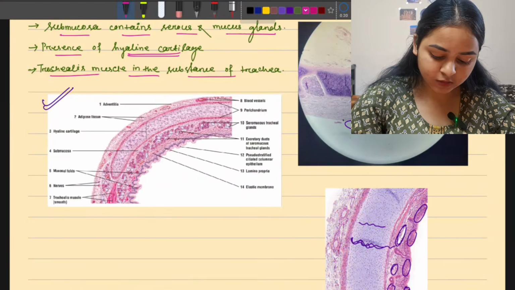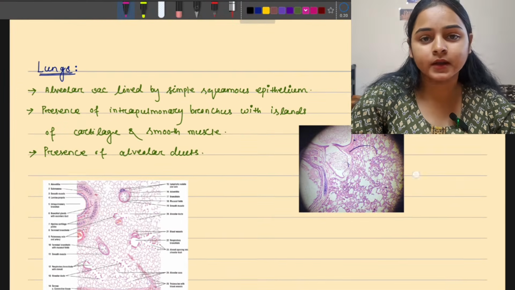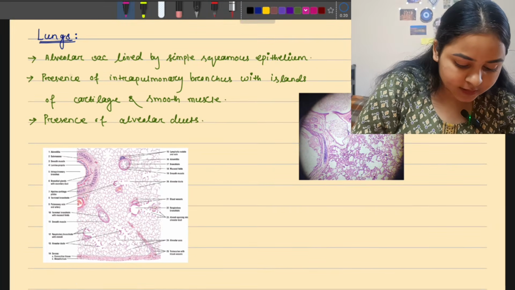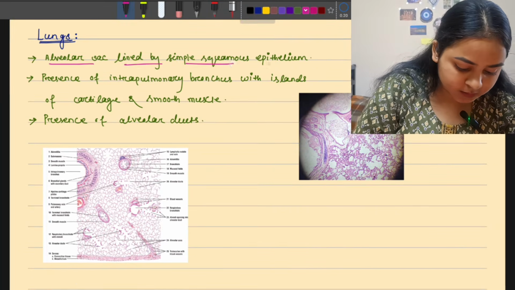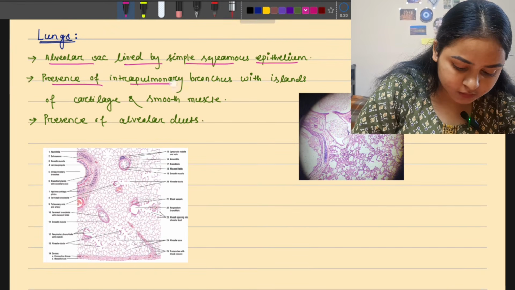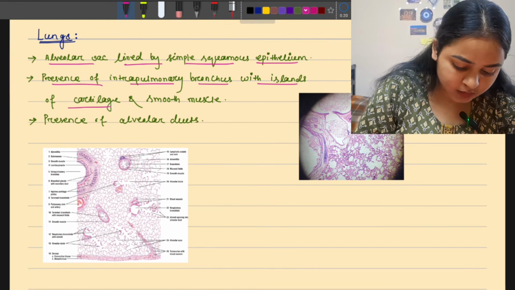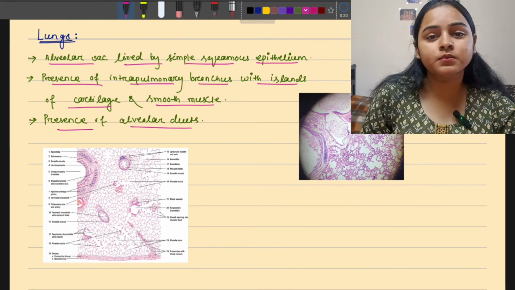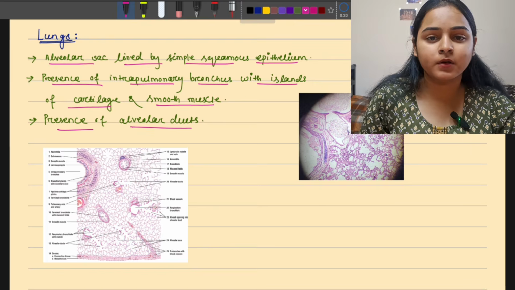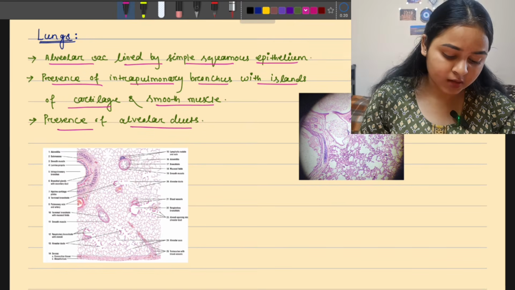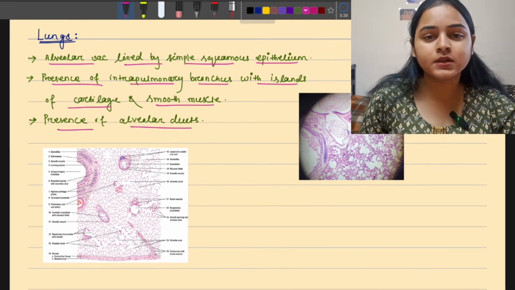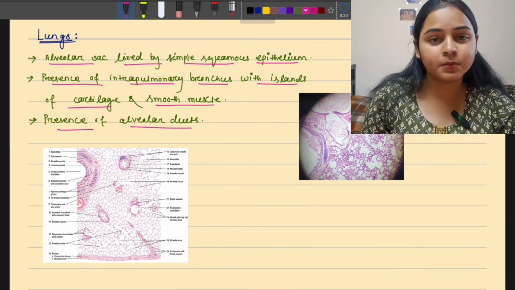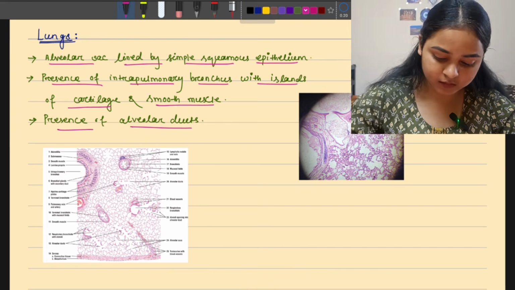Okay, so now let's go into the next slide, that is the slide of lungs. So what are the characteristic features of lungs? Alveolar sac is lined by simple squamous epithelium, presence of intrapulmonary bronchus with islands of cartilage and smooth muscle, and the presence of alveolar ducts. So whether you can identify simple squamous epithelium or not does not matter much, but the presence of intrapulmonary bronchus and islands of cartilage and alveolar ducts you have to identify, because these are the main characteristic features of the slide of lungs.